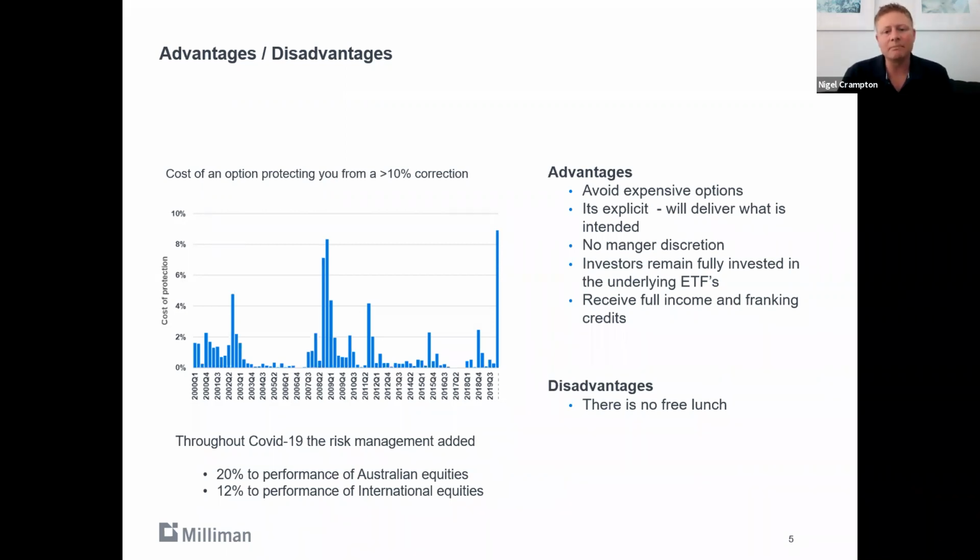The other advantage I want to touch on, which is really important given we're talking about a low income environment, is that investors remain fully invested in the underlying exposures. If you think about the Milliman portfolios, you've got exposure to index ETFs. We don't go trading those. So whilst we are protecting the client's portfolio, we're not trading and rebalancing those, which saves on transaction costs and can have a benefit with regard to capital gains. It also means clients get the full exposure of any distributions and income coming out of those ETFs, which is hugely beneficial. And a further part to that is they receive the full benefit of the franking credits.